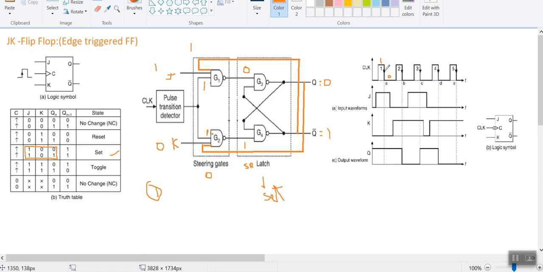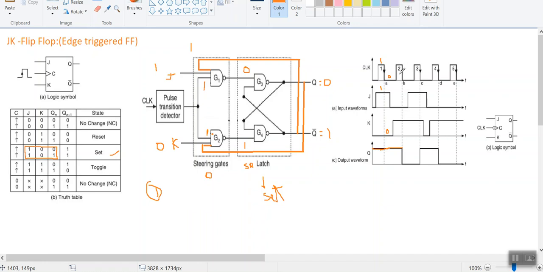Now at this particular negative edge, my J value is 1 and my K value is 0. Look at the truth table. J value 1 and K value 0 means what state is occurring? The set state is occurring. Here my output, which I initially considered as 1, is therefore going in a set state only, up to the time the next edge occurs.